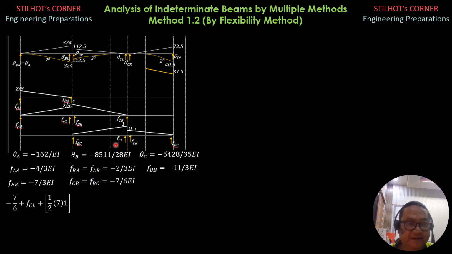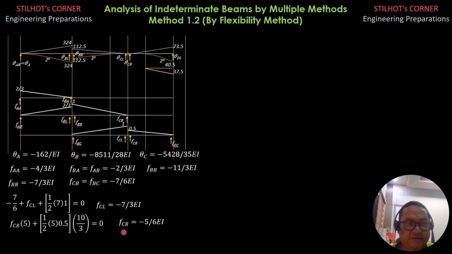FC left. Summing up forces vertical. Take note that FBC is negative 7 over 6 plus FC left and plus area 1/2 of 7 times 1 equals 0. So FC left is equal to negative 7 over 3 EI. Then for FC right, summation moment about D equals 0. FC right times 5 plus 1/2 of 5 times 0.5, moment arm 2/3 of 5, 10/3, equals 0.